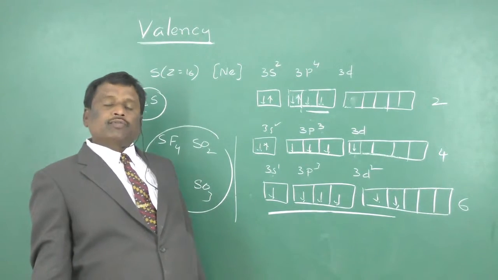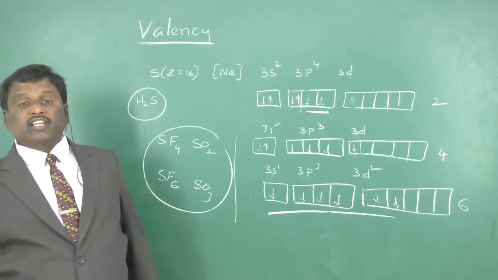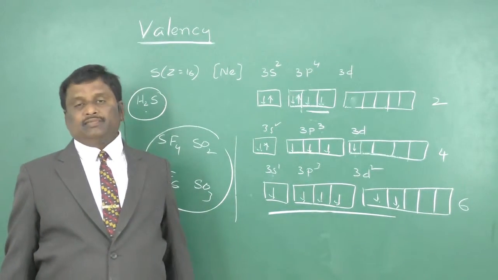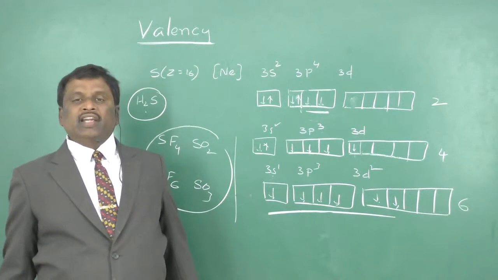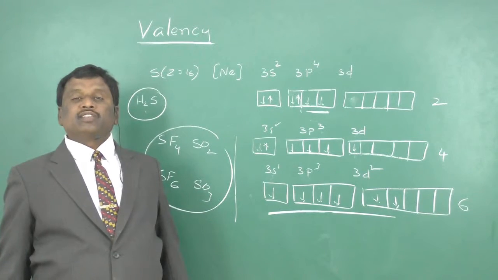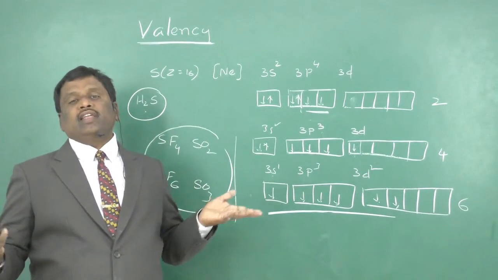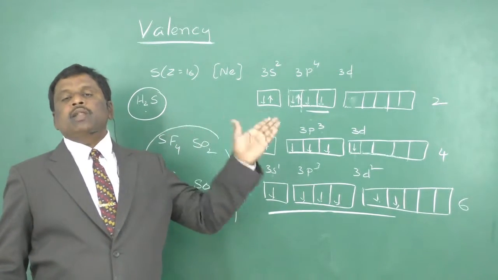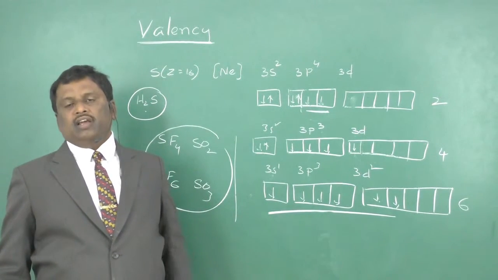We can say this in terms of oxidation number or oxidation state also, because the oxidation state of an element will also depend upon its valency. The oxidation number of an element depends upon the number of electrons that are present in the valency shell of an atom. So, the maximum valency or maximum oxidation state of an element is equal to the maximum number of electrons that are present in the last energy level, that is the valency shell of an atom.